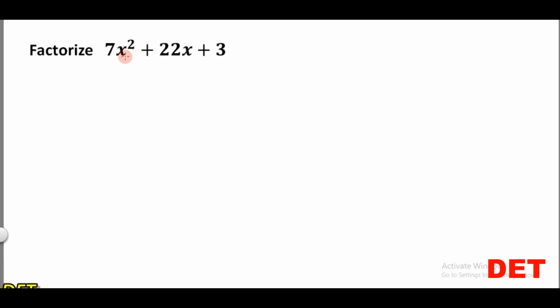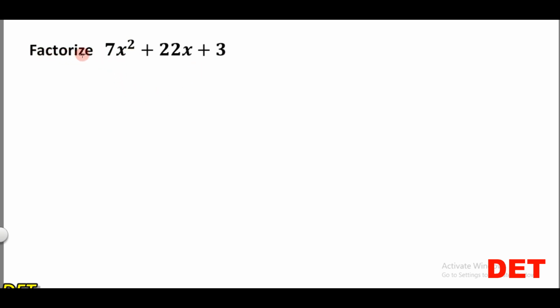So here we are to factorize this equation: 7x squared plus 22x plus 3. This is a quadratic equation, because the highest power of the unknown variable x is a square. So here we're asked to factorize this quadratic equation.